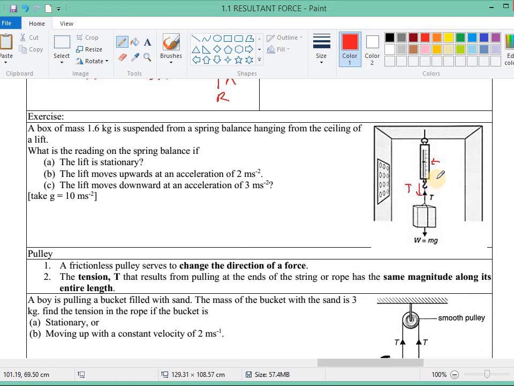Okay, so that means this reading will be equal to the tension. Get the idea? The spring balance has a reading because it is pulled by tension. So of course the reading will be the same as the tension. So if you want the reading, you calculate the tension, you get the reading because they are both the same. So if you want to calculate the reading on the spring balance, basically what you do is just calculate the tension when the lift is stationary, when the lift moves upward at acceleration, and when the lift moves downward at acceleration.